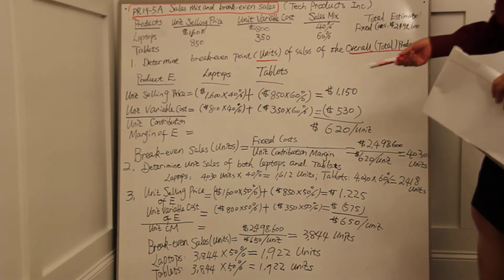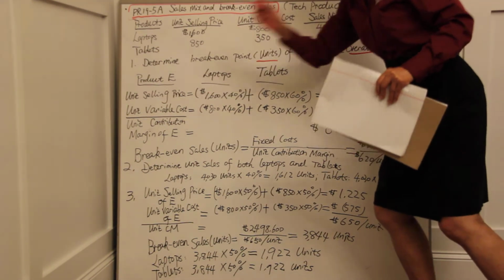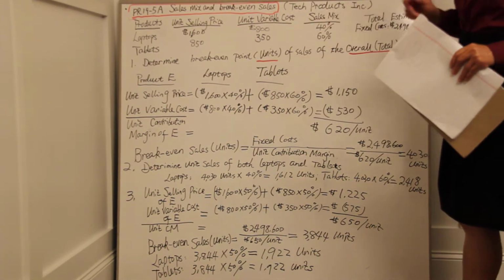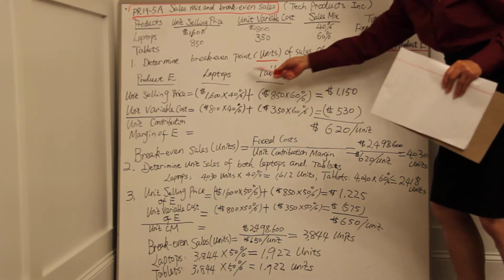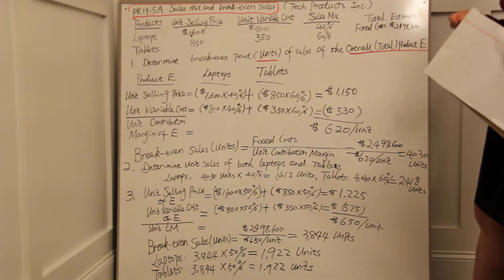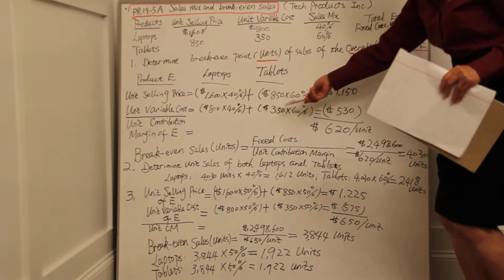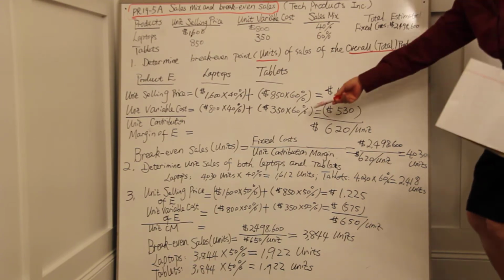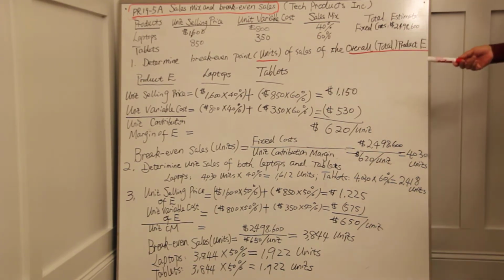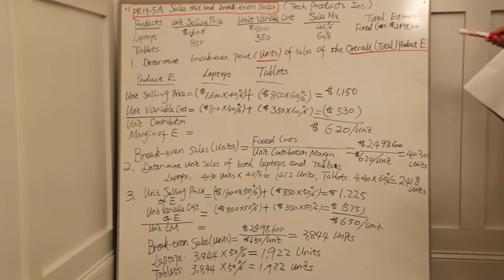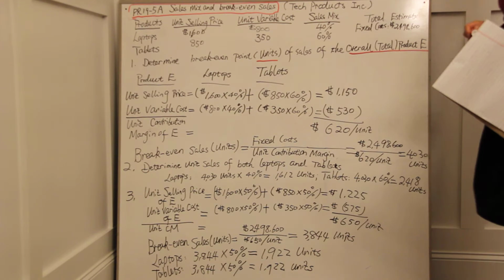Now, let's look at the unit variable cost for product E. It equals the unit variable cost for laptops, 800, times the sales mix, 40%, plus 350 unit variable cost for tablets times the sales mix, 60%. So it gives us $530 for the unit variable cost for product E.